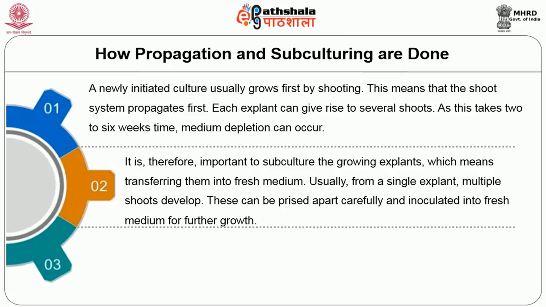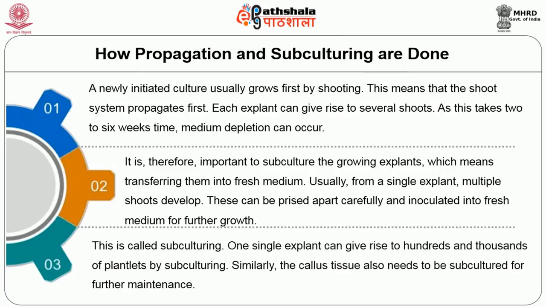Usually, from a single explant, multiple shoots develop. These can be prized apart carefully and inoculated into fresh medium for further growth. This is called subculturing. One single explant can give rise to hundreds and thousands of plantlets by subculturing.